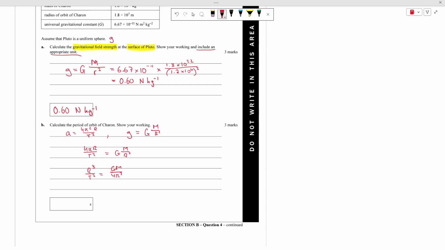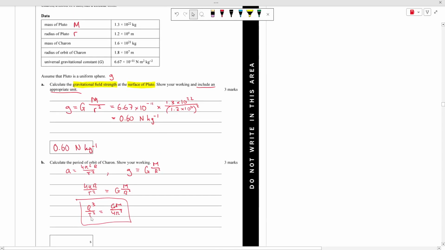Okay, so that's a really handy formula to have on your formula sheet, or in your notes that you can bring in, because it directly relates period with a bunch of other stuff that we know. Now let's just use our data to see if we can answer this. So I want the orbital period T.